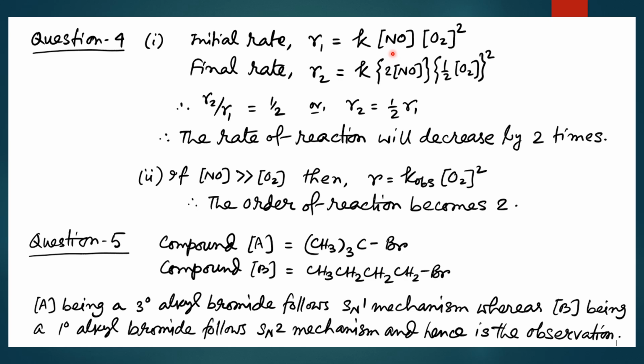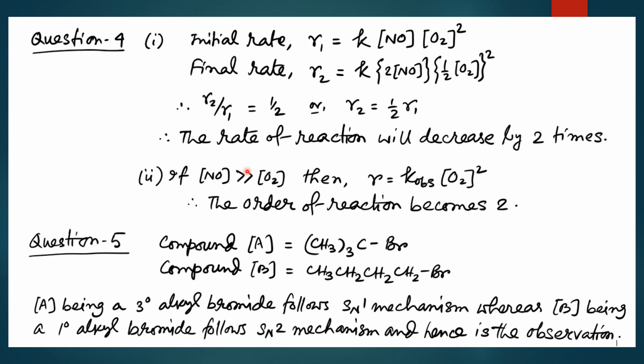Then in question 4, it is given. So this will be the rate equation. And in the second case, NO is doubled and O2 concentration is half. So simply you take the ratio and you come to know that the rate will decrease by 2 times. Either you write it will decrease by 2 times, or you can write it will become half of the initial rate. And when the concentration of NO is taken very much greater than O2, then it becomes a pseudo order reaction.